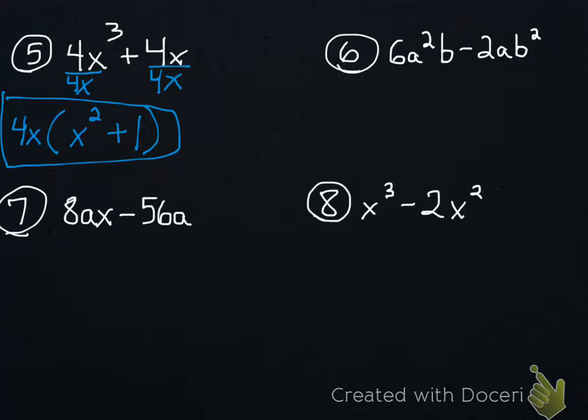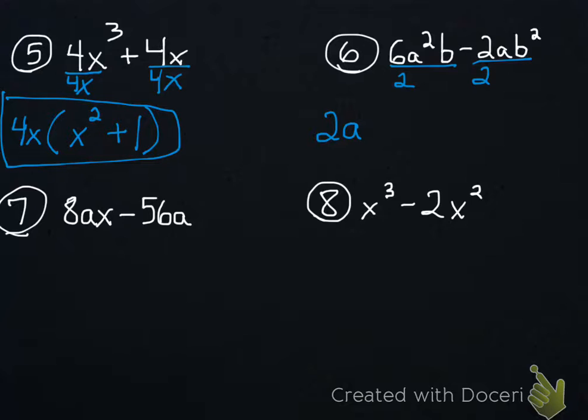Let's look at number 6. Number 6 got a lot going on there. Check it out. So 6 and 2, just take your coefficients first. 6 and 2, both are divisible by 2. So we're going to start there. Is that the highest possible number you pull out? Yes. Now let's look at the a's. First term has 2, second term has 1. So I can only pull out 1.